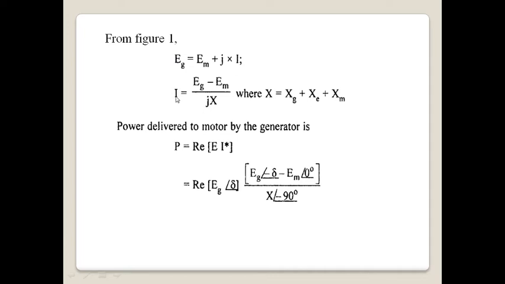If you take the vector I, then it is EG at an angle of del minus EM at an angle of 0, divided by X at an angle of 90 degrees. Now I conjugate means we have to add the minus: EG at an angle of minus del minus EM at an angle of 0, divided by X at an angle of minus 90 degrees. Now you can multiply this. Multiplying EG with this gives EG squared at minus del plus del, 0, then minus 90 goes to the numerator side, so it will be EG squared by X at an angle of 90 degrees.